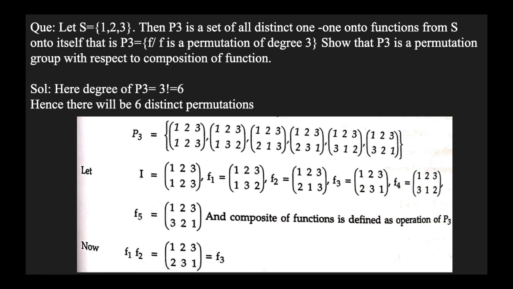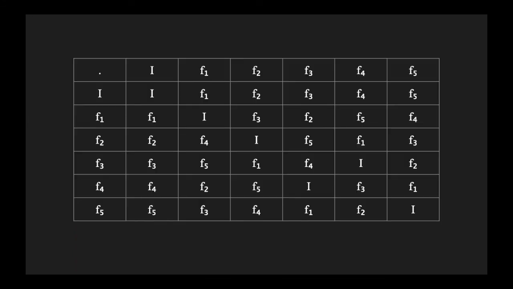That means f1 f2, f2 f3, f3 f4, f4 f5. So this will be the table of composition: I, f1 to f5. Now this is I into I. Now I into f1, that means identity composed with f1, will be the same, f1 to f5 in the same way. Now consider f1 f1, that is I. And f1 f2 we have already calculated, that is f3.